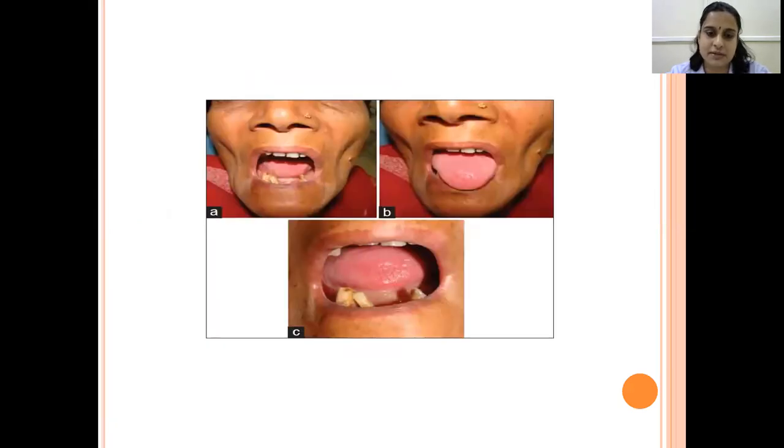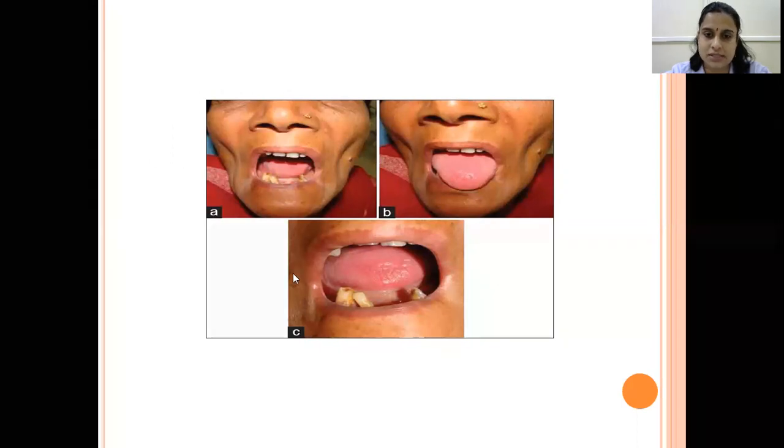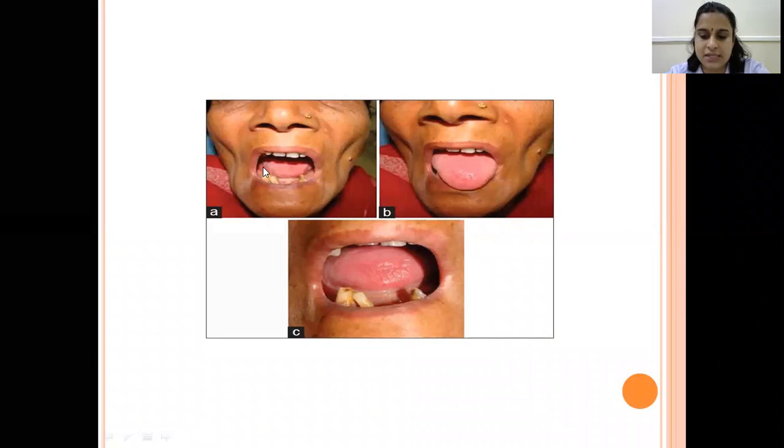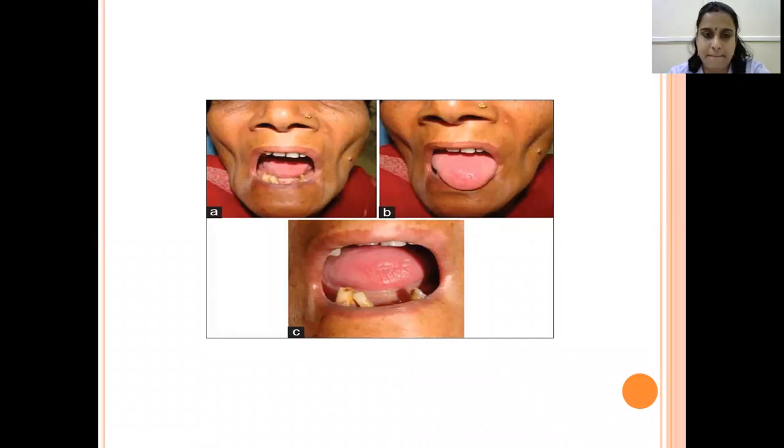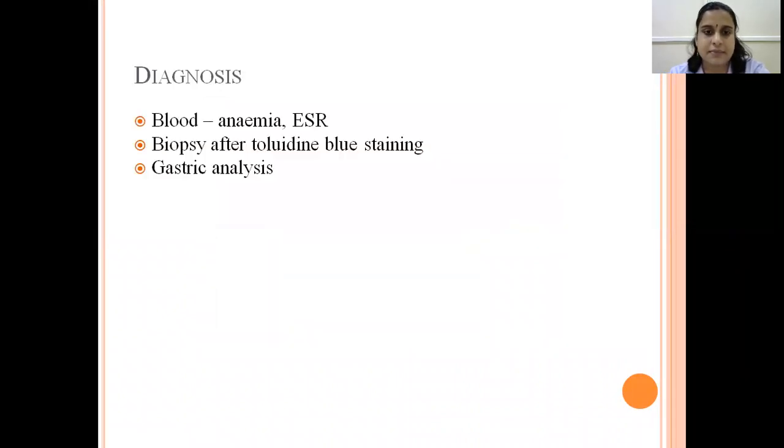This is a clinical picture. There is marked trismus and ankyloglossia. On the inner aspect, you get to see the white patches with fibrotic strands. Diagnosis is clinical. Also, a biopsy after toluidine blue staining will demonstrate the submucosal inflammatory fibrosis. In the blood picture, they'll have anemia and raised ESR.